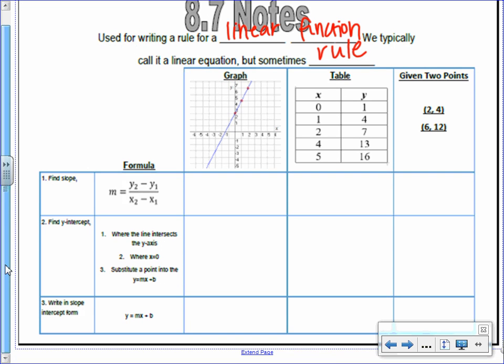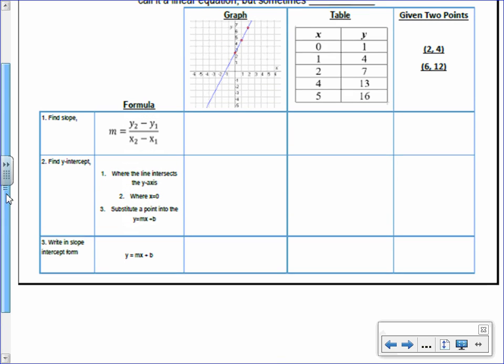So, how I always like to do it, I always find slope first. It just helps if you have slope because then other things come easier. So I always find slope, then I find the y-intercept, then I write it in slope-intercept form or a linear equation. We call it slope-intercept form because there's slope and y-intercept. Isn't that crazy? Okay, so let's look at the graph.